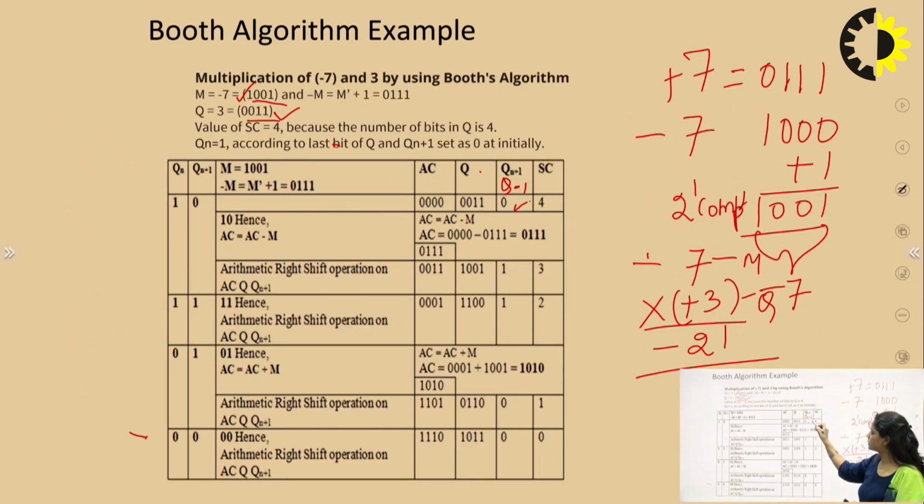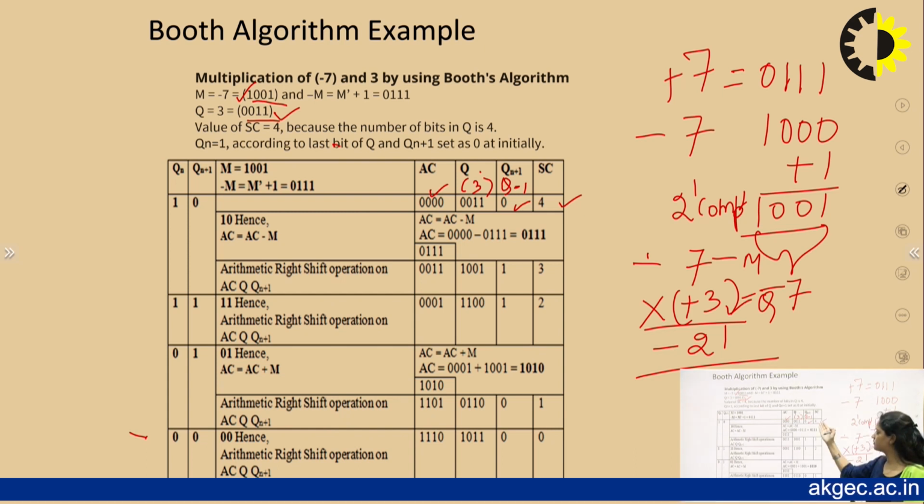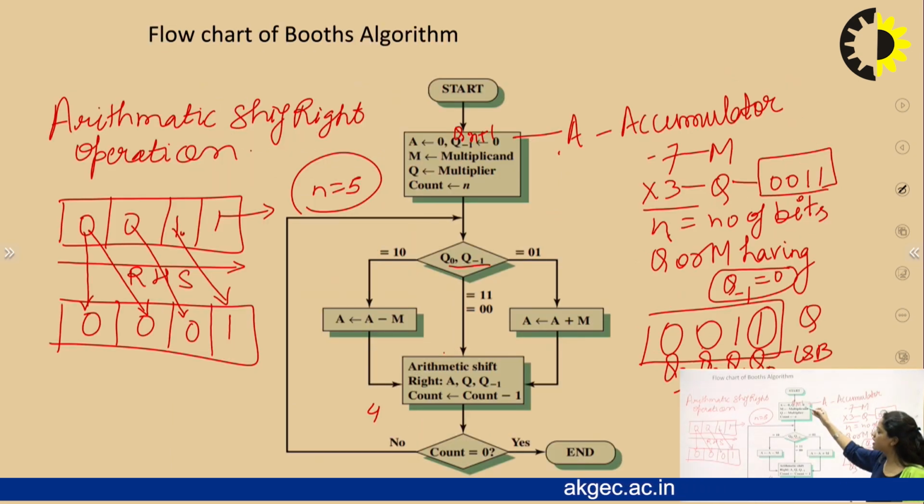So we will be putting its value to be 0. AC is also 0 and this Q will be your 3, as we know that this is your multiplier. So its value is 0011 and we are putting the sequence counter to be 4 for this question, as we will be taking the size of the multiplier and multiplicand to be of 4 bits. So that's why we are taking it to be 4. So this is our very first step where we are initializing our registers. That is the register A, the accumulator, register Q minus 1, our multiplier register Q, and the multiplicand register to be M.